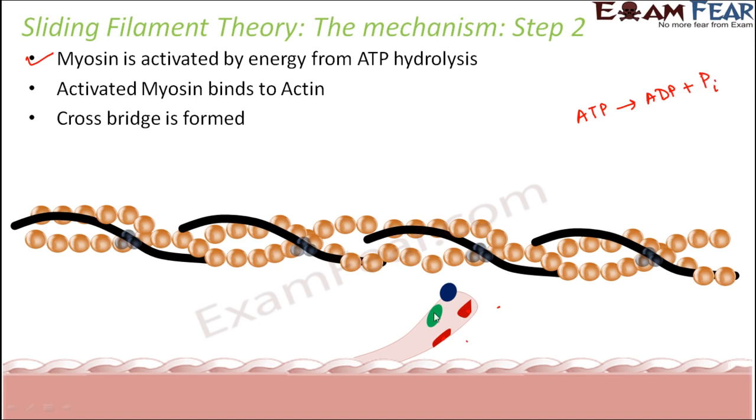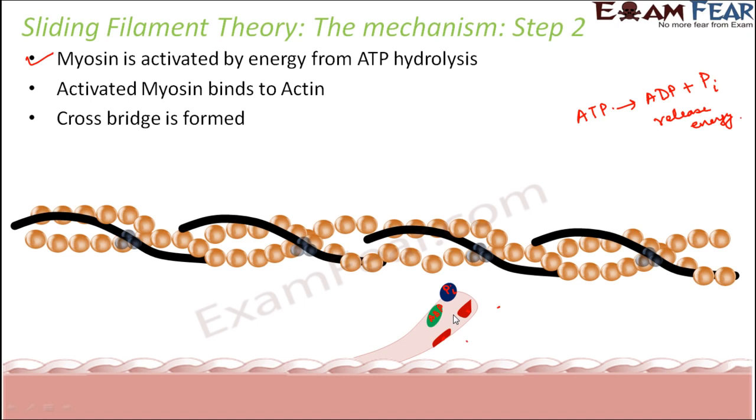Right? So this is ADP. The green structure is ADP and this is inorganic phosphate. Now when this reaction takes place, a bigger molecule is broken down into smaller molecules. So this process is going to release a lot of energy. The energy released during this process is utilized by myosin to make it activated. So in order for myosin to be activated, that activation energy is provided by hydrolysis of ATP.